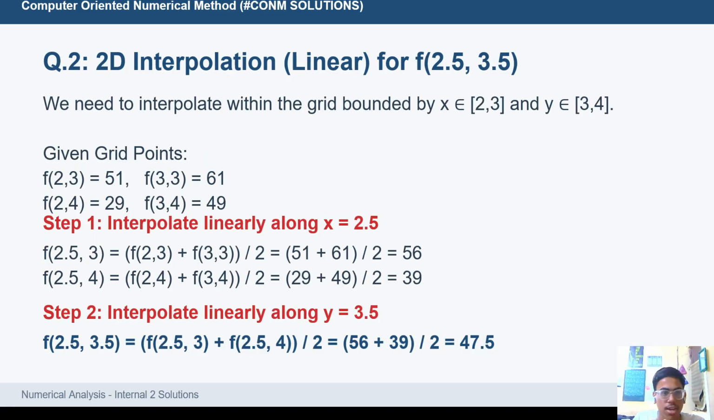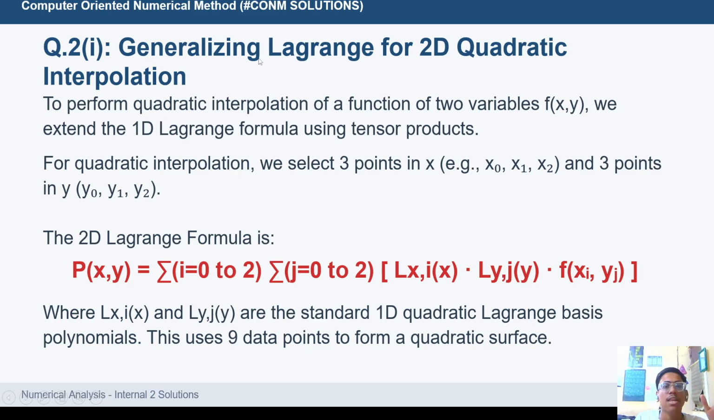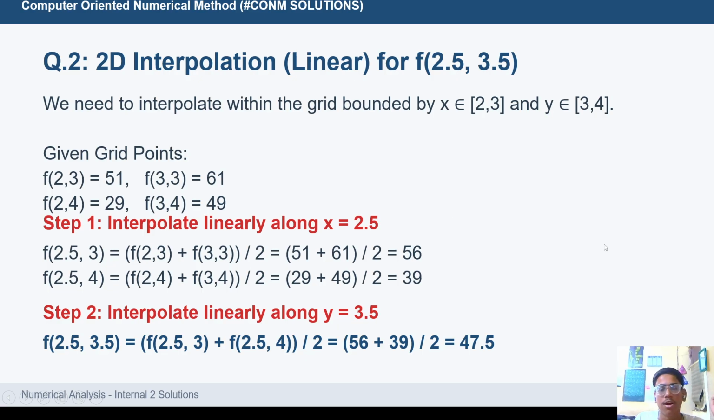Now we will come to the second question. The second question has two parts. The first part is to find the interpolated value for f of 2.5, 3.5, and the second part is to generalize the Lagrange for 2D quadratic interpolation. Solving the first part, we have been given a grid where we have to find the interpolated value at f of 2.5, 3.5. It is a question of Newton's 2D interpolation.